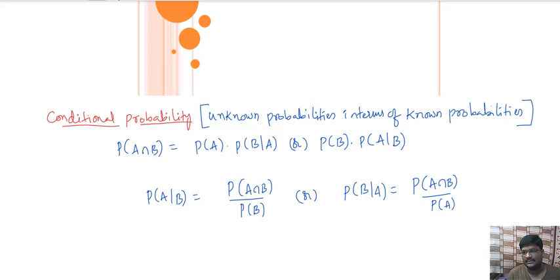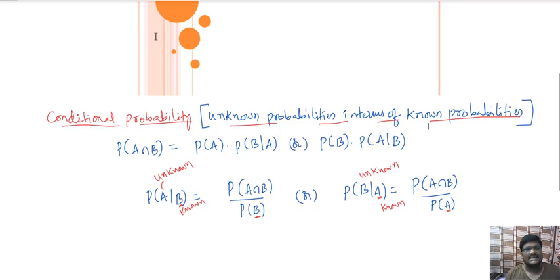If you clearly observe here, in the denominator B you are having, and in the denominator A you are having in these two cases. So that means here A is unknown probability and B is known probability. That means we are writing the unknown probabilities in terms of your known probabilities. Here also B will be unknown and A will be known probability. So this is the most important thing you have to keep in your mind based upon the conditional probability. So this is actually the definition.